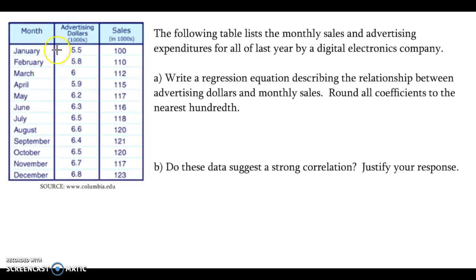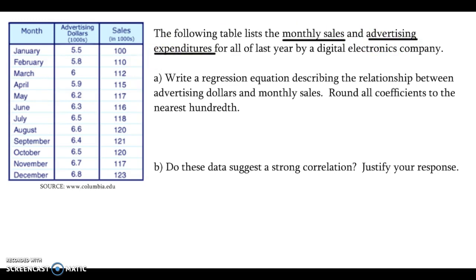In this sample problem, it gives us a table of information from January all the way to December, and it identifies this information as monthly sales and advertising expenditures for all of last year by a digital electronics company. So it looks like monthly sales is one of the variables, and advertising expenditures is the other variable.